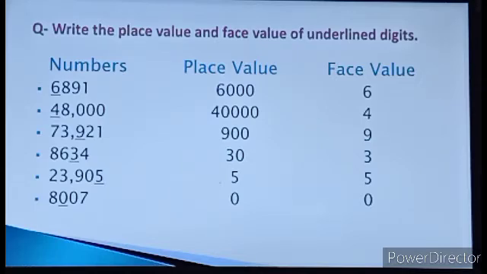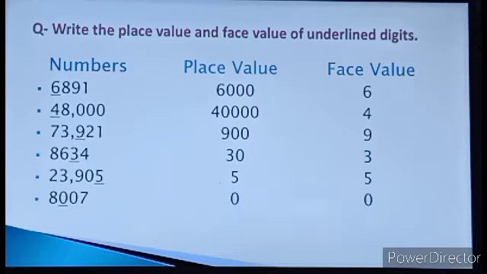Our next exercise is to write the place value and face value of underlined digits. See, the number is given and an underline is given. So you have to write the place value of that underlined digit as well as its face value. The first number is 6891 and the underline is given below the 6.